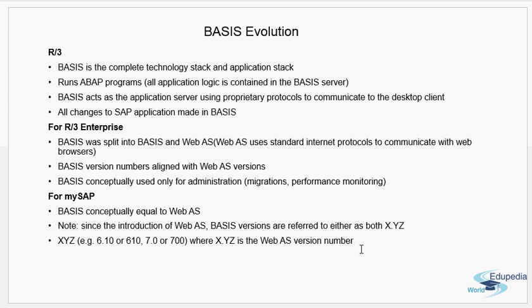So even that stack had a basis version. When we say this is the WebAS version number, the basis number is also equivalent to the WebAS version number. We have seen R3 from 3.2 something to 6.2, 6.4. So 6.4 is more or less known as 640, 6.2 as 620, 7.0 as 700, like that. Initially it was only basis, then it came basis and WebAS. Now the entire server is known as web application server.